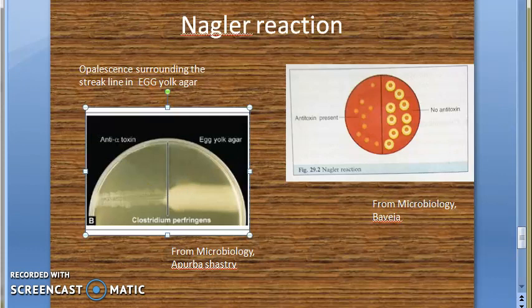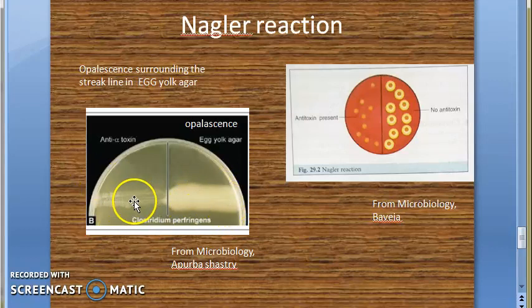So where is the opalescence? First tell me that. Did you understand where the opalescence is? This one. Here you can see opalescence, right? Opalescence is because of the Clostridium perfringens bacteria.